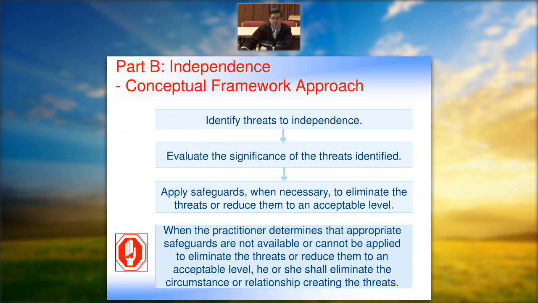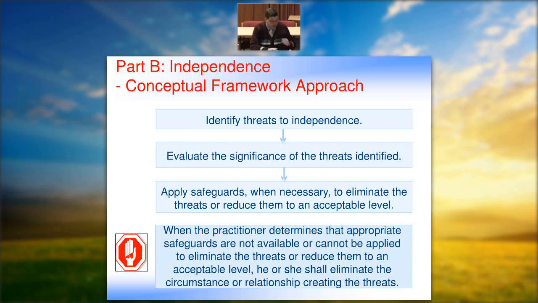So, at the risk of repeating what I've said before, the procedures that should be in place are to identify threats to independence, evaluate the significance of the threats identified, apply safeguards when necessary to eliminate the threats or reduce them to an acceptable level, or else, essentially, don't do the work. I mean, that's the nuclear option, but it is an option to which you would probably have to resort on some occasions.